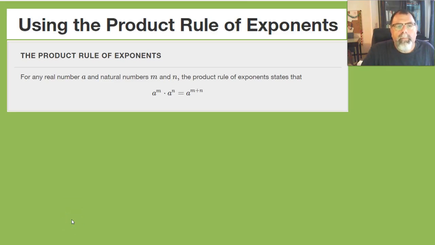Okay, so the product rule of exponents listed here in the textbook: for any real number a, and natural numbers m and n, the product rule of exponents states that a to the m times a to the n equals a to the m plus n. Okay, so let's analyze this first before we actually do any problems.